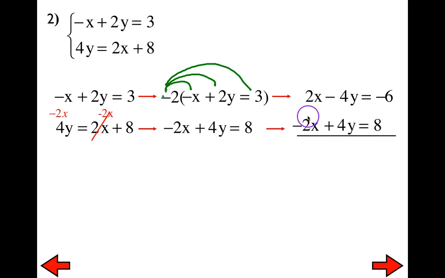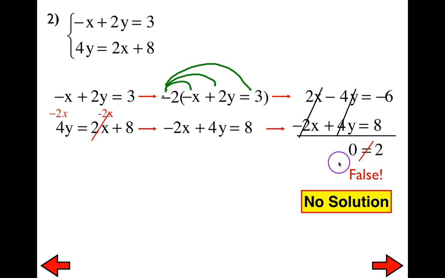Now you're going to notice here, look, the x's canceled each other out, the y's canceled each other out. So I'm basically left with a 0 on the left side, leaving me with 0 equals 2. Because already I'm witnessing that variables are getting eliminated, I'm going to keep in mind that if I end up with a true statement or a false statement, it's going to be either no solution or infinitely many. In this case, since it is a false statement, I'm going to go ahead and say that it's no solution.